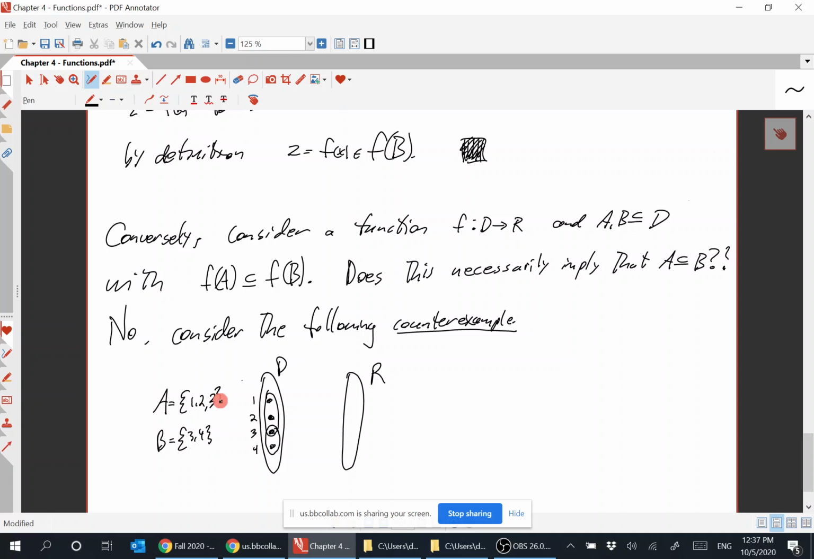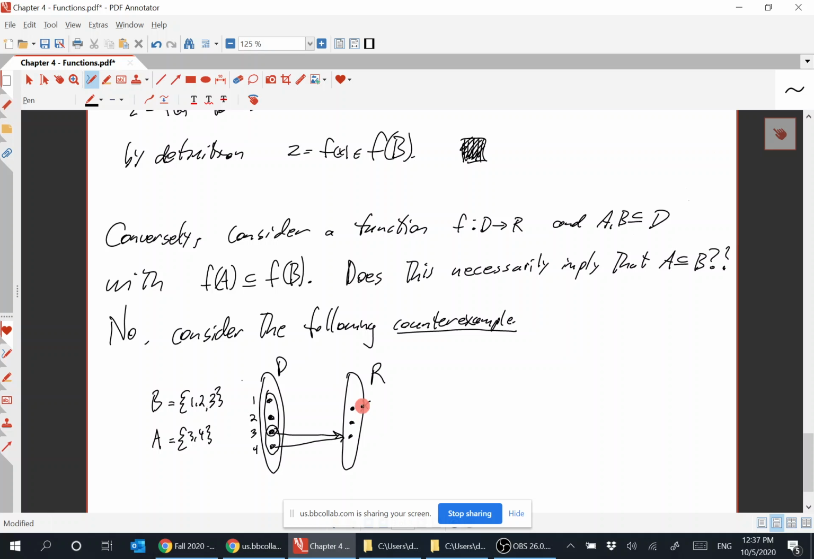So A is 1, 2, 3. B is 3, 4. And now all I have to do is define the function such that f of A is a subset of f of B. Or I'm sorry, let's do it the other way around. Say B is 1, 2, 3, and A is 3, 4. So now all I have to do is define things so that f of A is a subset of f of B. Well, that's easy enough to do.